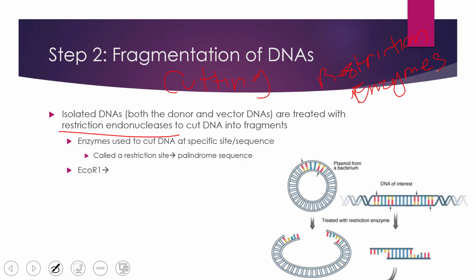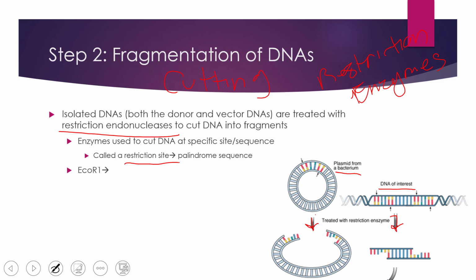As you can see in this picture below, we have a plasmid from a bacteria and then our DNA of interest. And eventually, as these arrows show, they get cut into different fragments. As you can imagine, those restriction enzymes have a very particular place on each DNA that they cut at. It's a specific site, a specific sequence, and we call that the restriction site.